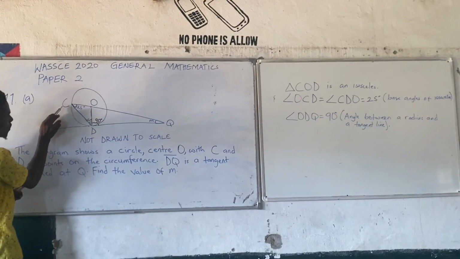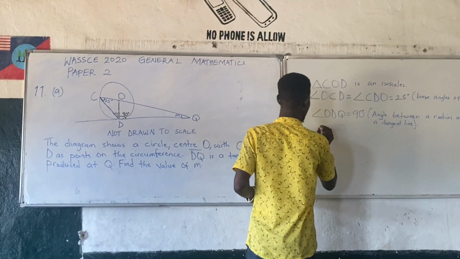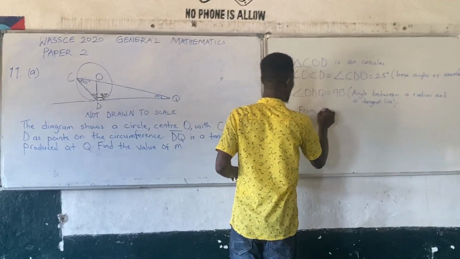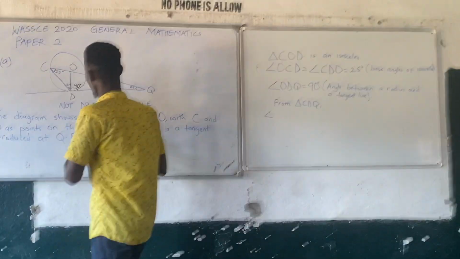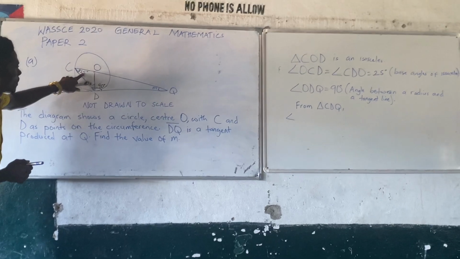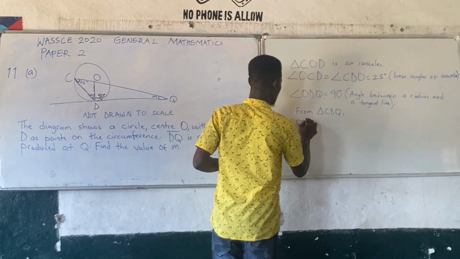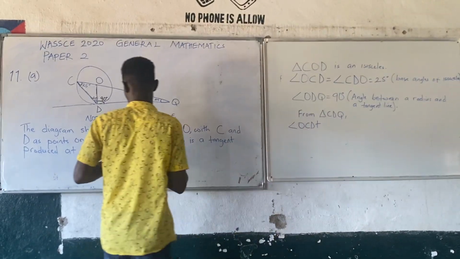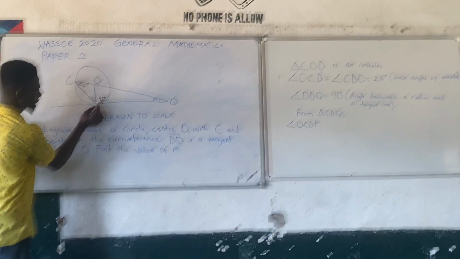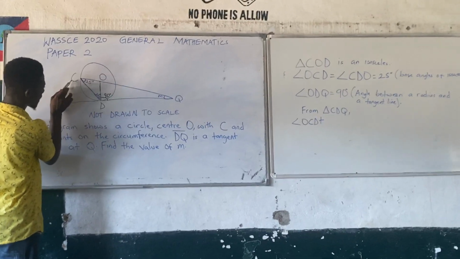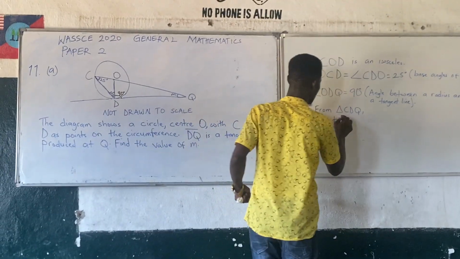Now, having said that, we will now consider the triangle CDQ. So we say from triangle CDQ, this angle that was earlier named, which is 25 degrees, it was earlier named as angle OCD. So we say angle OCD plus this entire angle here, which is the 25 degree angle and the 90 degree. So it can be labeled as angle CDQ or QDC.